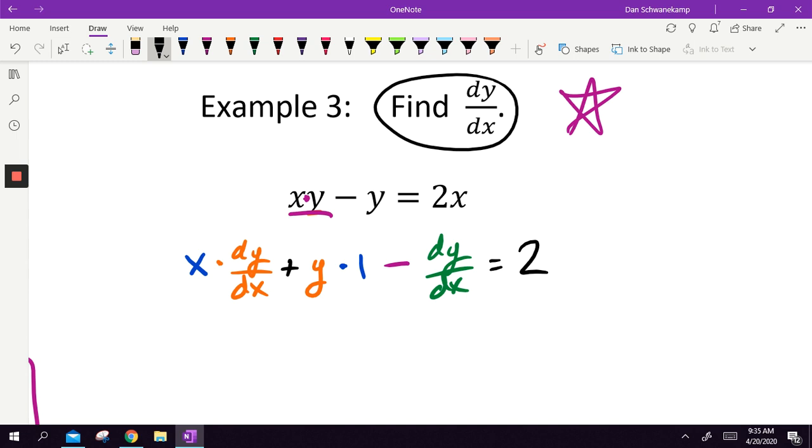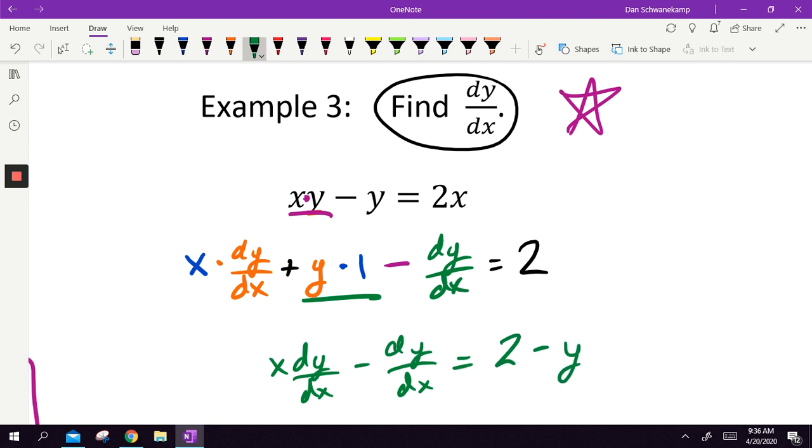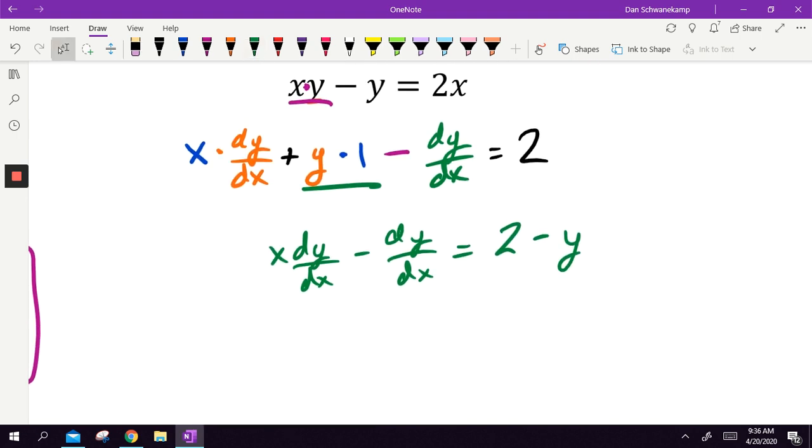So I'm going to move over anything that doesn't have dy/dx in it. So that's this guy. x dy over dx minus dy over dx is equal to 2 minus y. So I moved over everything that doesn't have dy/dx in it, but I get kind of stuck, right? I have two different things with dy/dx in them. These two things are not like terms because one has an x and one doesn't. But I need to get dy/dx by itself, and so we need to come up with a way of doing that.